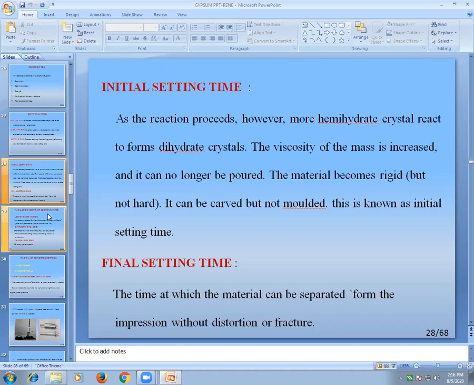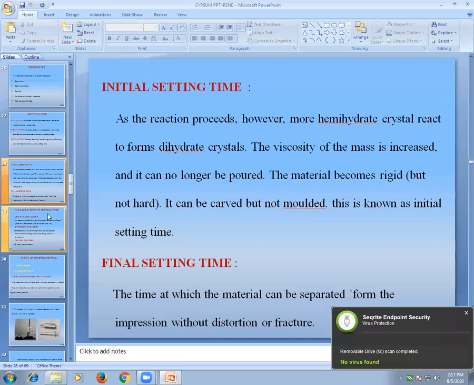Initial setting time: as the reaction proceeds, more hemihydrate crystals react to form dihydrate crystals. The viscosity of the mass increases and it can no longer be poured. The material becomes rigid but not hard. So it can be carved but not molded. This is known as initial setting time.